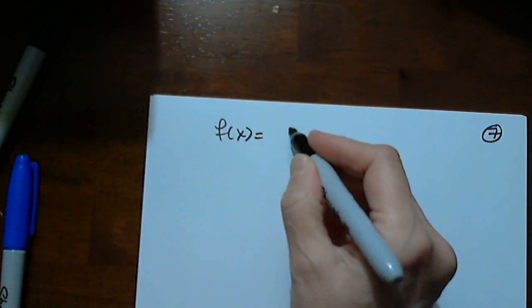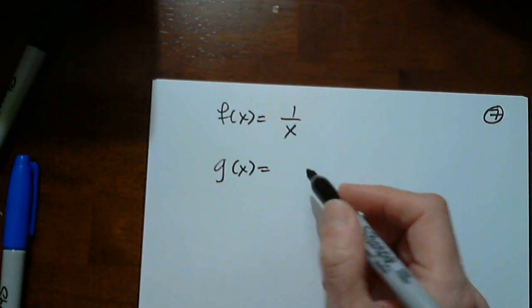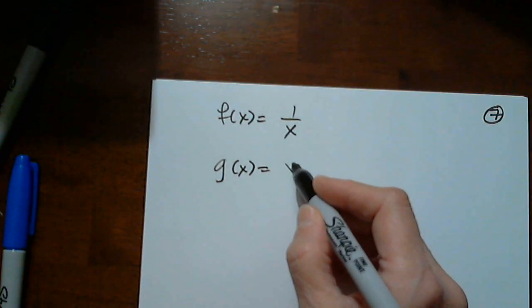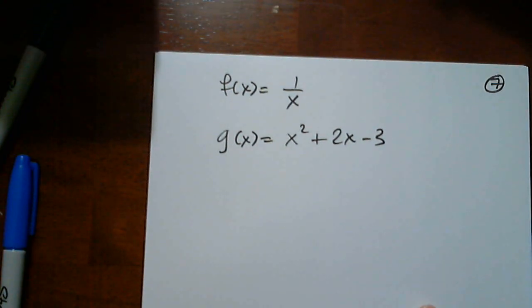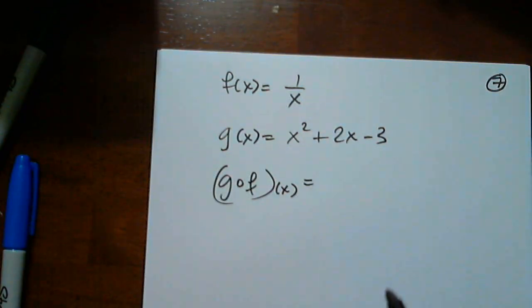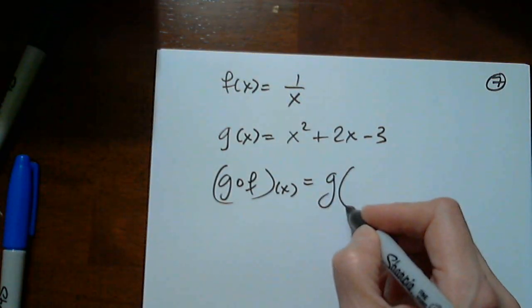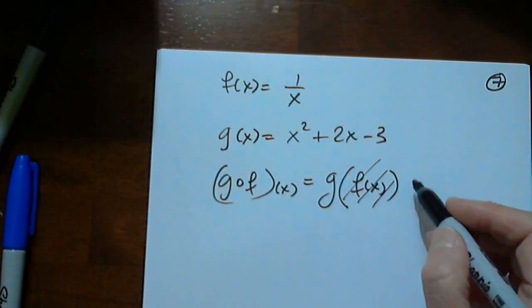Now, this is very important. Now I can ask this situation, also easy. Let's say f of x equals 1 over x, and I'm given g of x equals x squared plus 2x minus 3. And I'm asking you to find g comp f. You have to write the definition, g of f of x. You replace this by 1 over x.